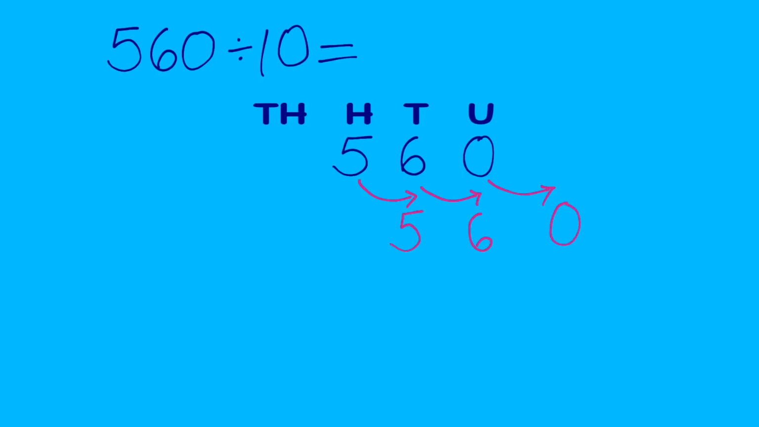Now, because my last digit is a 0, that digit can just disappear. And the reason it can disappear is because we know that after units are our decimals, and we have a decimal point that comes after our units. Well, if it's a 0, that means there are no decimals, so it can just disappear. So we've calculated that 560 divided by 10 is 56. Let's look at another question.